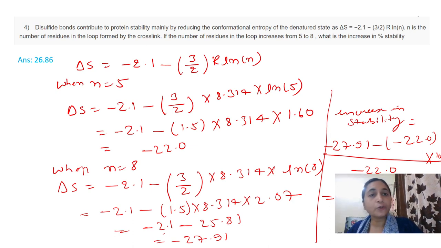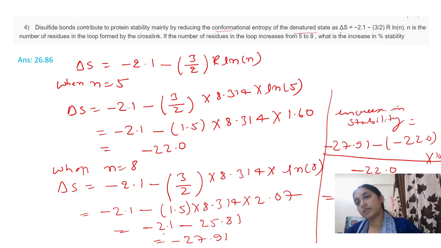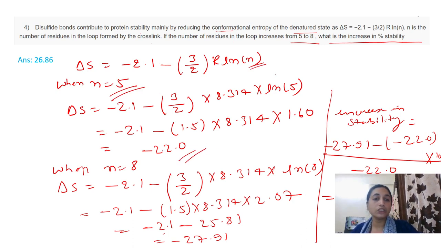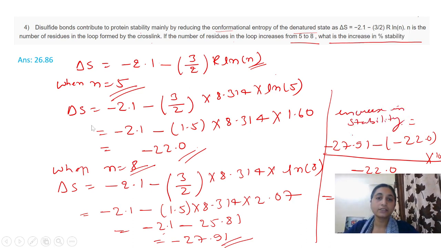Disulfide bonds contribute to protein stability mainly by reducing the conformational entropy of the denatured state, as delta S equal to minus 2.1 minus 3 upon 2 R ln n. Here n is the number of residues in the loop formed by the cross-link. If the number of residues in the loop increases from 5 to 8, what is the increase in percentage stability? We take this equation and put n equal to 5 and solve it. It will come minus 22.0. When we take the value of 8, it will come minus 27.91. So increase in stability equal to final value minus initial value upon initial value into 100. It will come 26.86. So the answer will be this.